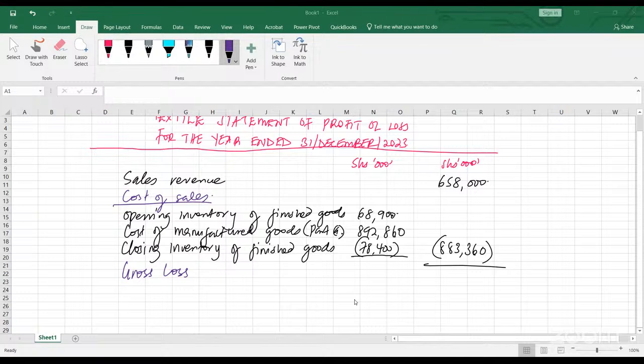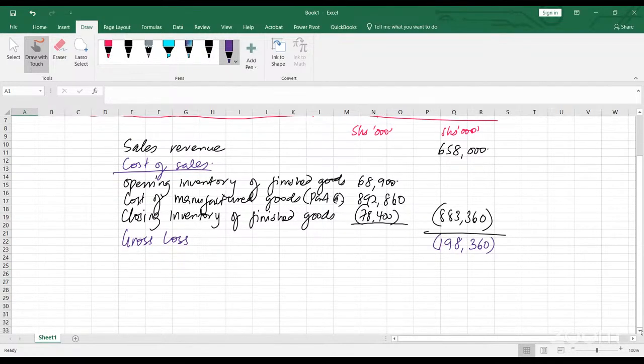No, sir, for me it is 225,360. Let me first calculate again. You're getting the revenue minus the cost of sales figure. Cost of sales is 883,360. I have 198,360. That is our gross loss. You're getting the revenue minus the cost of sales figure.